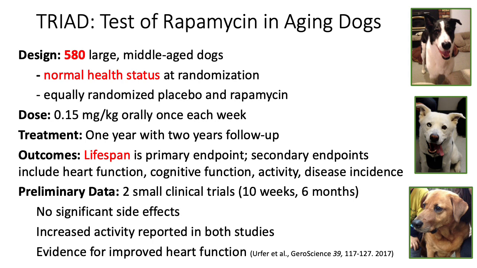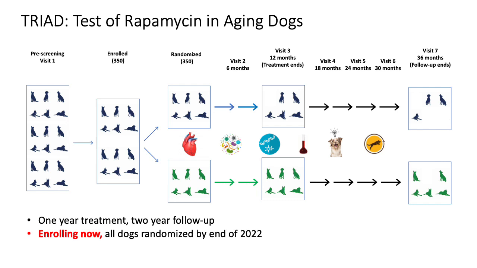This is the schematic of the design again. So the way it works, the dogs come into one of the partner clinical sites. We have 9 veterinary teaching hospital clinical sites right now. We're expanding that. Hopefully we'll be up around 15 to 20 by the end of this calendar year. So the dogs come in, they are pre-screened. If there's no pre-existing conditions, right, again, they can't be sick, they are enrolled and randomized.